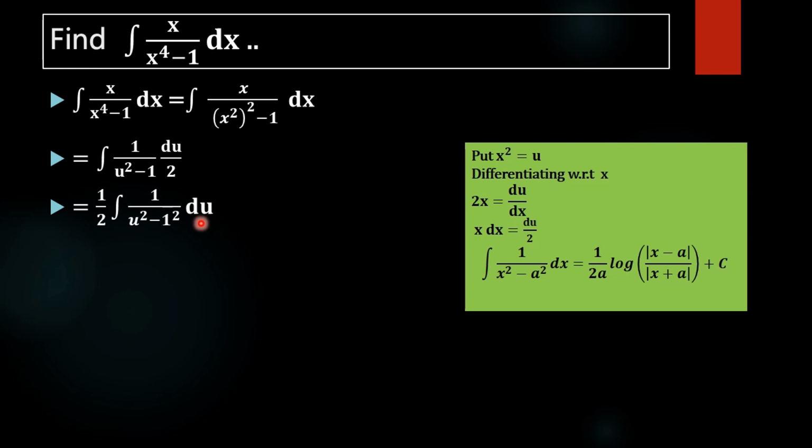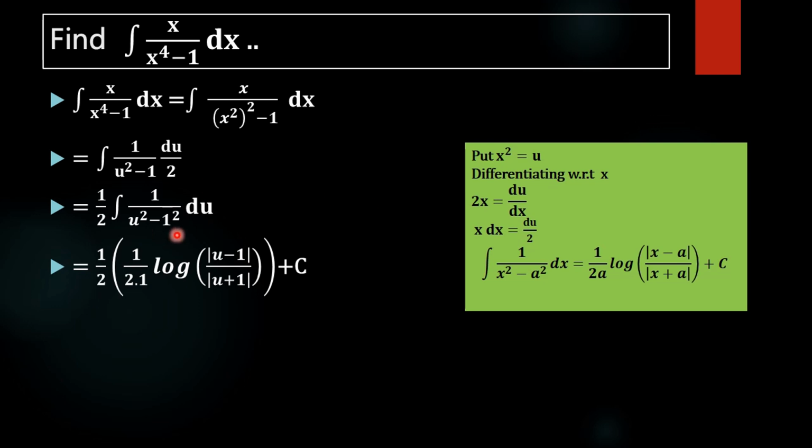Then, for finding the value of this integral, we are going to use this formula. That is, the integral of 1 by x squared minus a squared. Here, u squared minus 1 squared. That is, here x equal to u and a equal to 1, and this is equal to 1 by 2a log mod x minus a by x plus a plus c. So we are using this formula here.